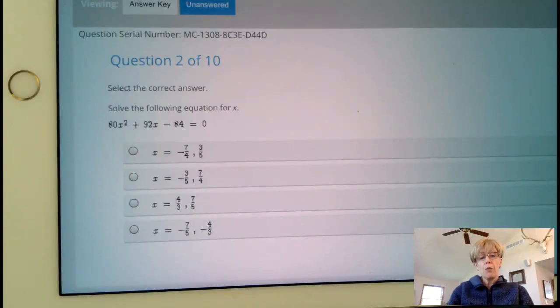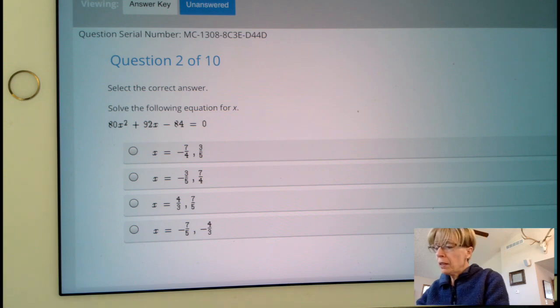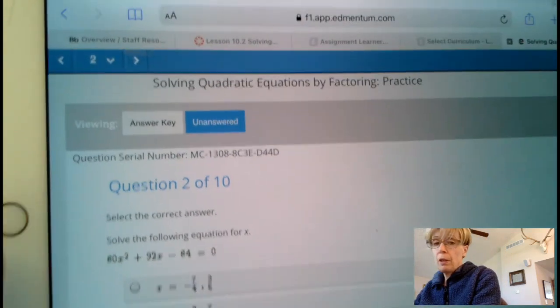Solve the following equation for x. 80x squared plus 92x minus 84. So we can see the different answers that we have down here. I would add, if I were writing this equation for x by factoring, which is what I'm going to do. I'm going to flip over to my paper here, because there is one little part that I think it's important that I stress.